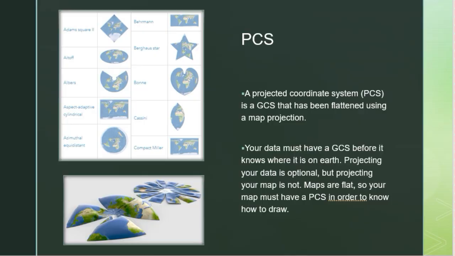So once your data knows where to draw, it needs to know how. How can we show this on a flat map? We need to know what projection to use. The Earth's surface and your GCS are round, but your map and your computer screen are flat. So that's a problem, and it's really important to know which projection to use. And there are certain ways to figure that out.